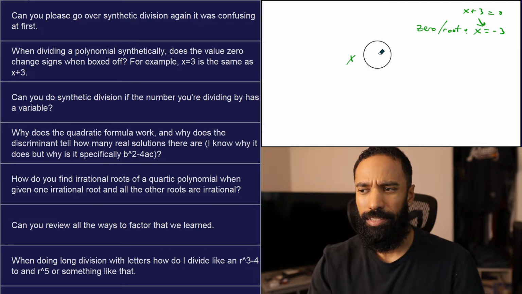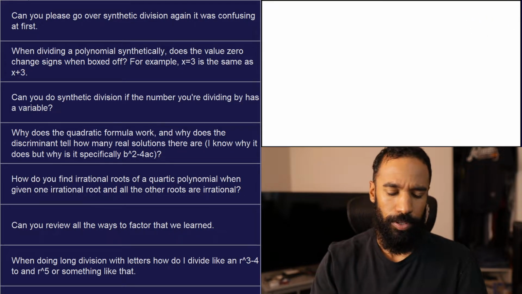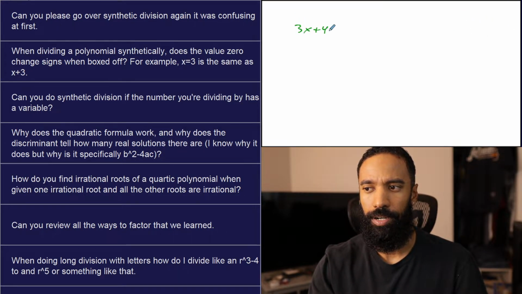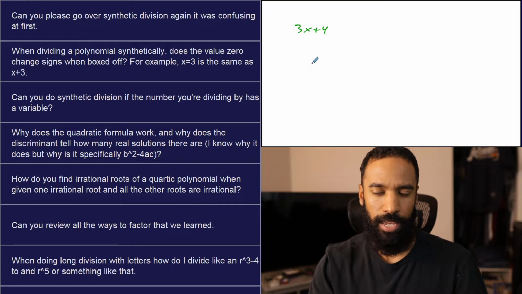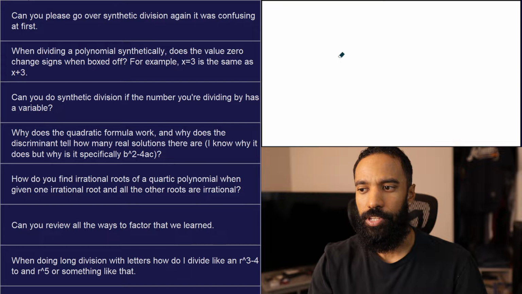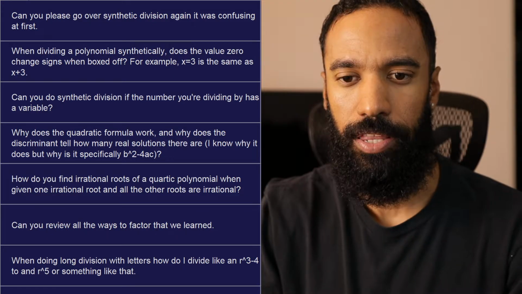So anyway, I hope I answered it. I don't really know whether I did. But if it was 3x plus 4 as your factor, your root isn't negative 4. It's negative 4/3, right? Subtract 4 divided by 3. But yeah, the sign changes because how you set it on the other side of the equation.